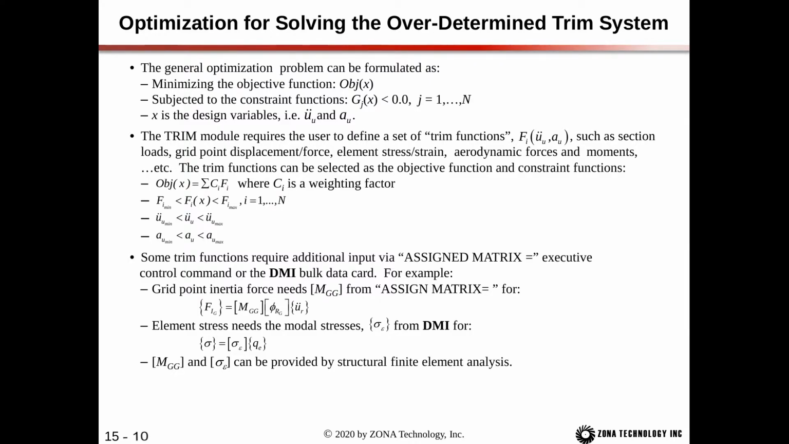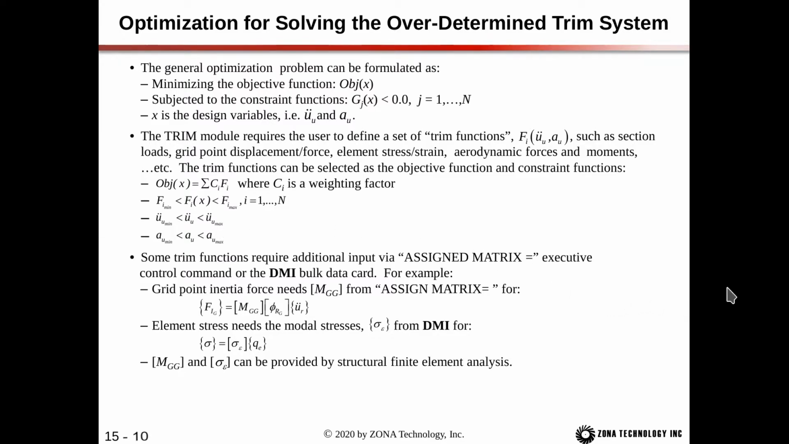Now the trim module requires the user to define a set of trim functions, such as section loads, grid point displacement or forces, element stress or strain, aerodynamic forces and moments, etc. And the trim functions can be selected as the objective function and constraint functions. So our objective function of x equals the sum of ci times fi, where ci is a weighting factor, and then fi are the trim functions that we've defined. Our constraints, we have fi of x must be between fi min and fi max, and then our unknowns as well are constrained to be between a minimum and maximum values.